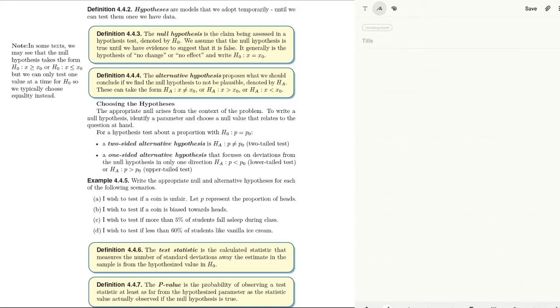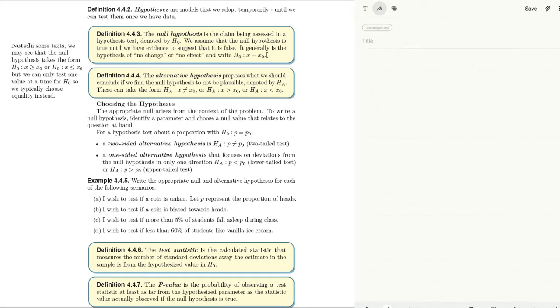The null hypothesis is the claim being assessed in a hypothesis test and is denoted by H0. It is generally the hypothesis of no change or no effect, and we typically write the statement where the population parameter, we'll call it x, is equal to some specified value, which we'll call x0. We will assume that the null hypothesis is true until we obtain evidence to suggest that it is false.